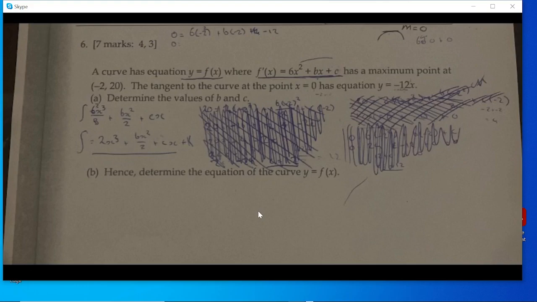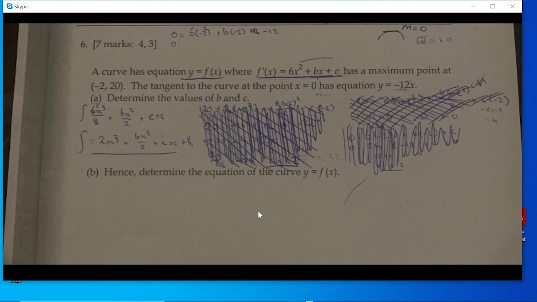So now let's say we found the equation by taking the antiderivative. Then it says it has a maximum point at -2 and 20. So how can we use this information? Substitute in the points.